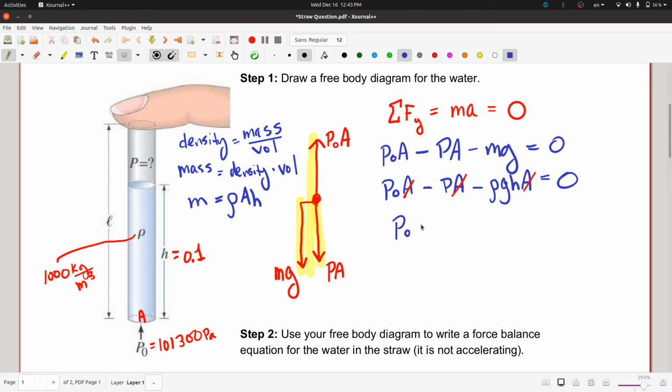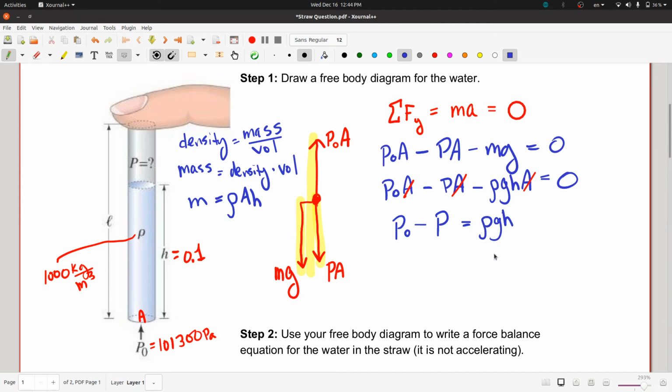So P0 minus P, the difference in pressure, is equal to rho g h. What are the units of each of these things? Well, you can tell from the symbol. This is a pressure, this is a pressure, so these have dimensions of pascals, force per unit area. And here we also have, this must represent a pressure.